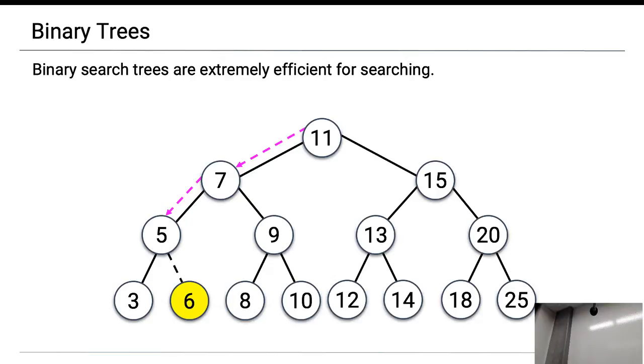Every other number that comes in, if it is less than 11, is going to be on the left side. If it is greater than 11, it's going to be on the right side. This is true for any binary tree. On the right are the larger elements, on the left are the lesser ones.